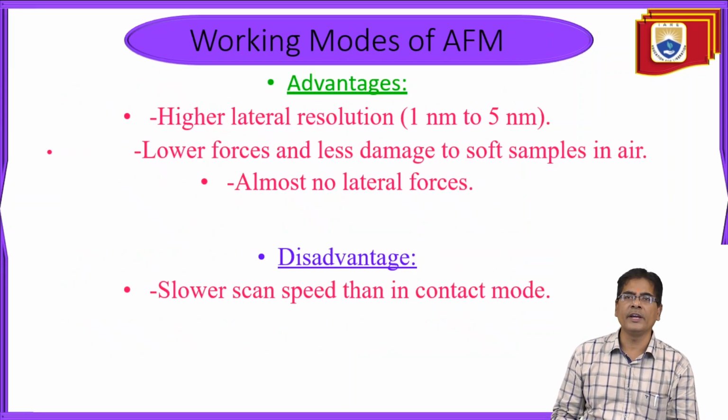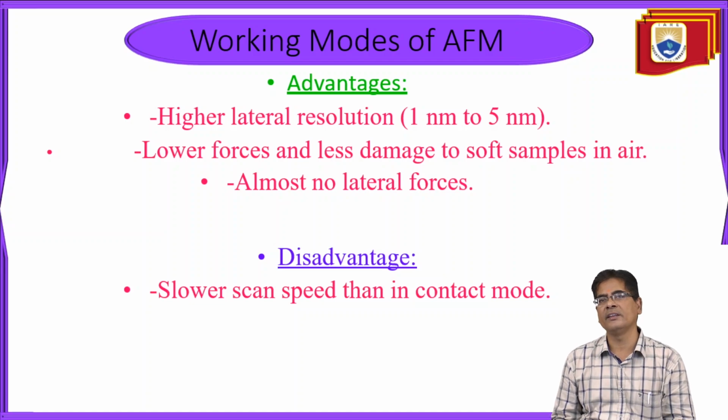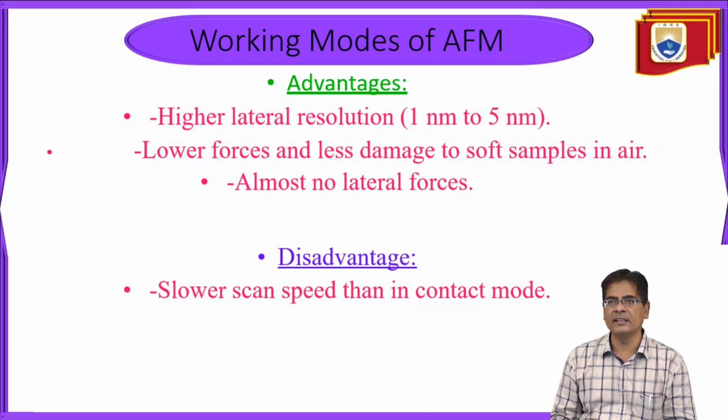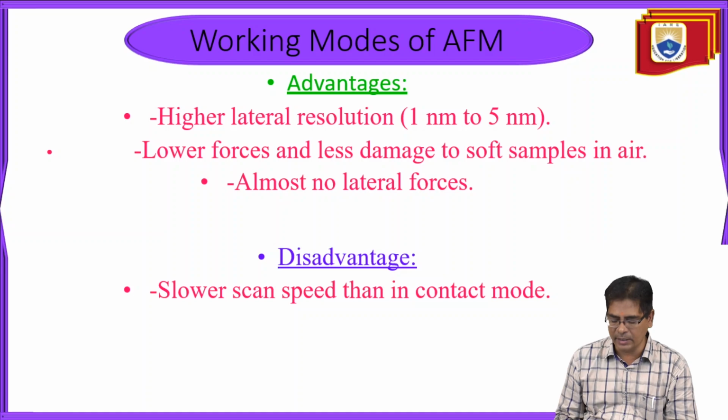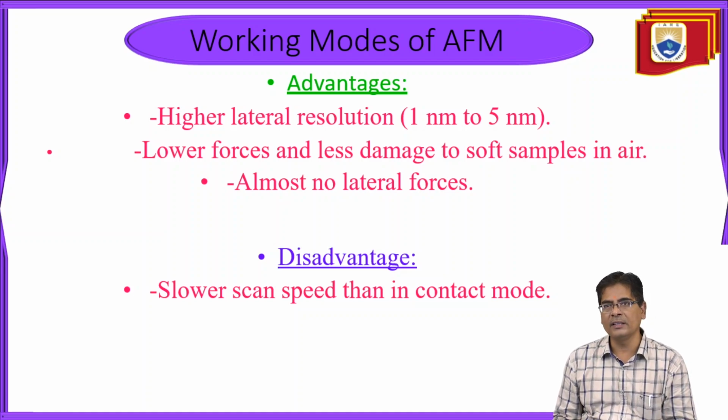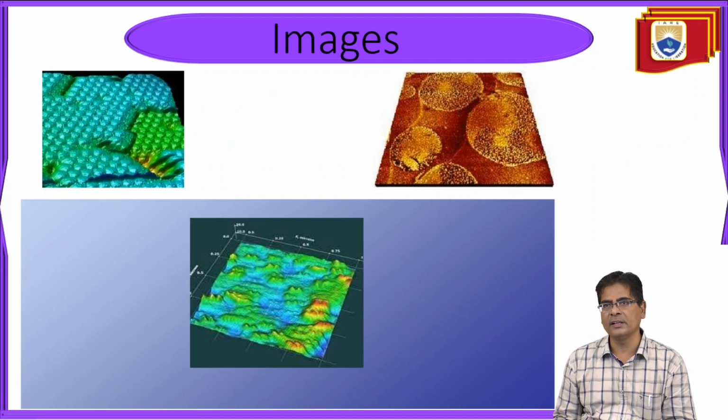So for the working modes of AFM, these are the advantages and disadvantages. Advantages: higher lateral resolution of 1 to 5 nanometers, lower forces and less damage to soft samples in air, almost no lateral force. Disadvantages: slower scan speed than in contact mode. So these are the working modes of AFM. These are the images that we can see here.